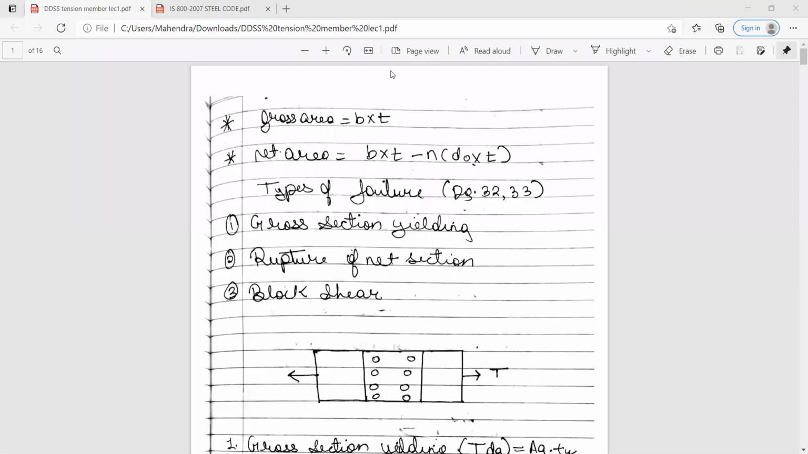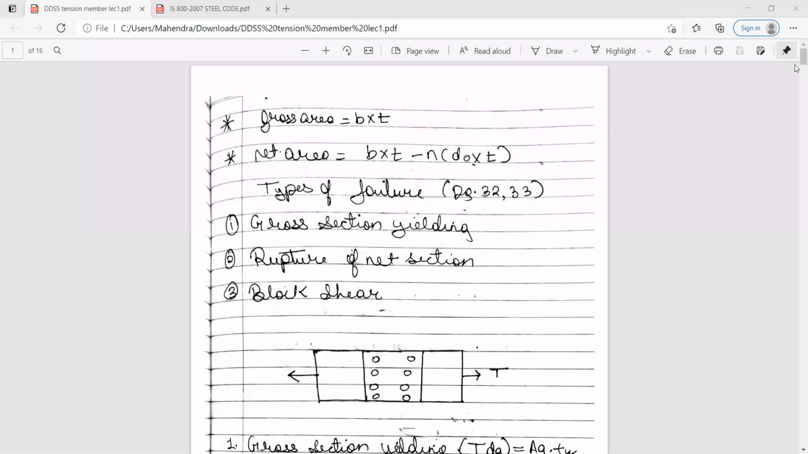There are basically three types of failure that are given on page number 32 and 33 of your IS 800 2007. When we design a tension member, the three types of failure are cross section yielding, rupture of the net section, and block shear.